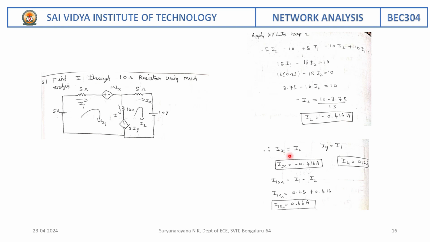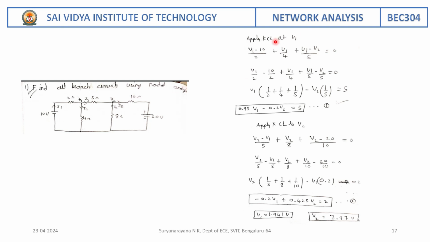So what is Ix? Ix is I2. What is Iy? Iy is I1. So we have the value of I2 and I1. Substitute here. So what is the current that is flowing through 10 ohm? It is the difference between the two currents. So we are going to get 0.66 amperes.